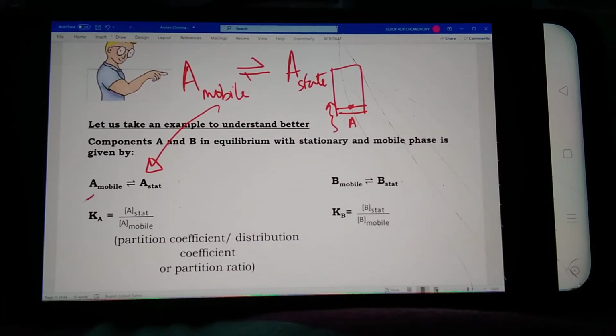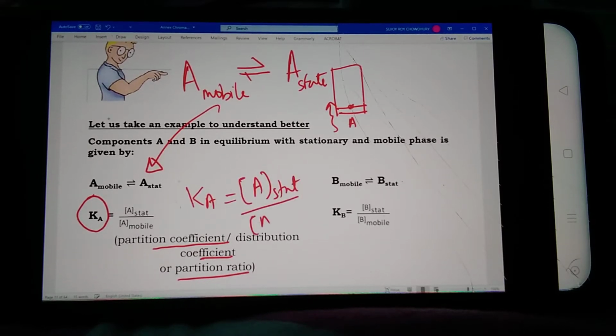This is the equilibrium constant, that is Ka, that is the partition coefficient or distribution coefficient or partition ratio. This I was mentioning. And so this is the Ka, that is nothing but the concentration of A in the stationary phase divided by the concentration of A in the mobile phase.